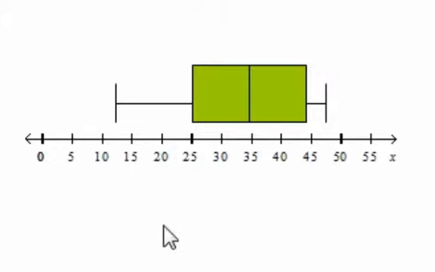So this is what the box and whisker plot should look like. Notice that the median is around 34. The first quartile is 26. The third quartile is 44. And this whisker will extend out to 10, and this whisker out to 47. I'm a little bit off there.